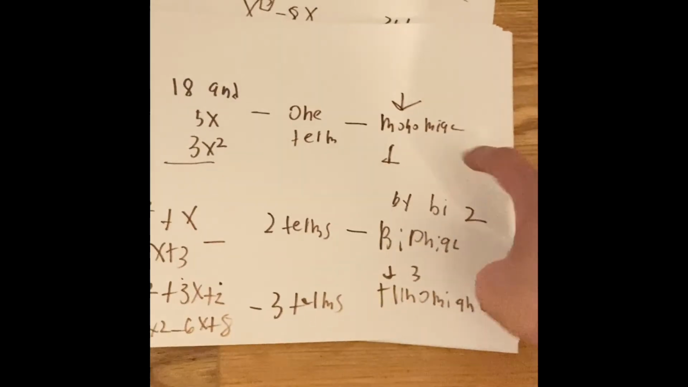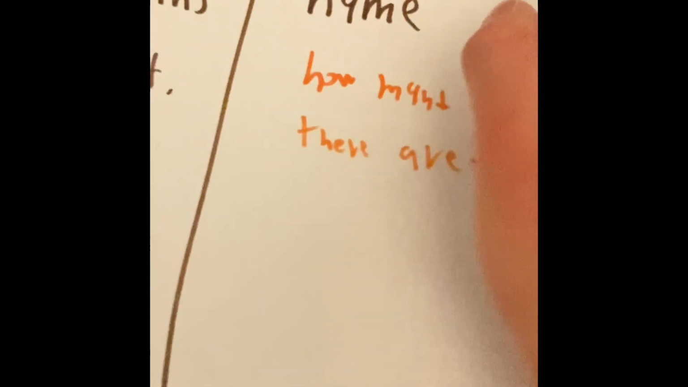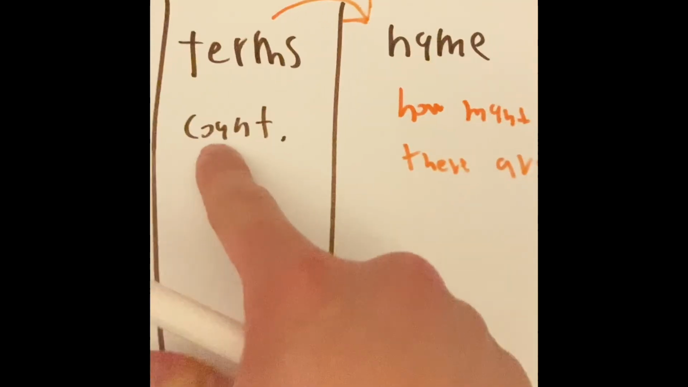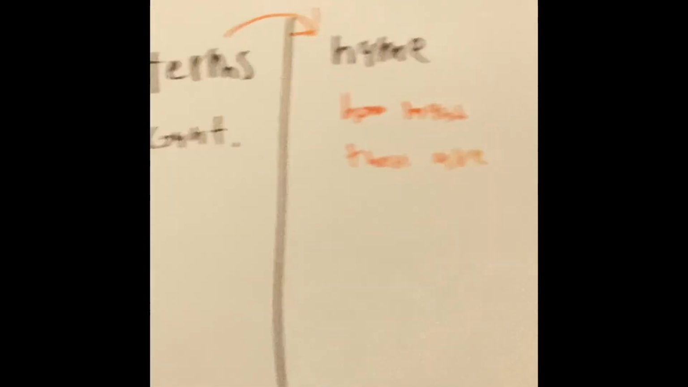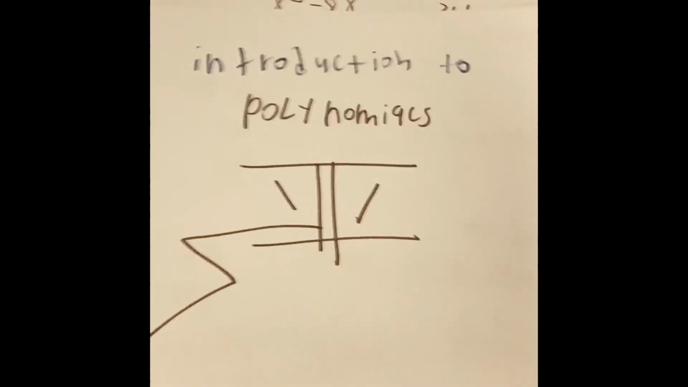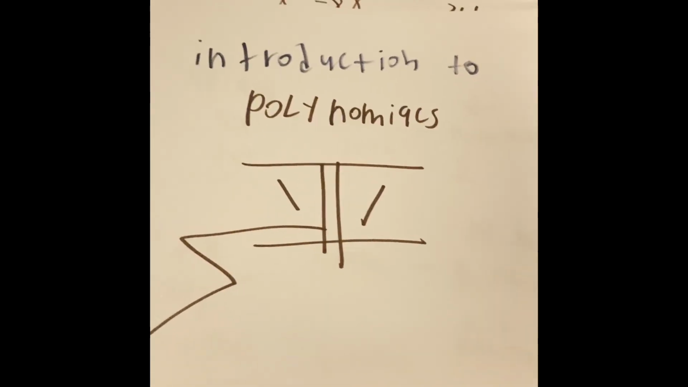So these are different ways you can actually name them. And that means when you name them, you're telling and asking how many there are. It's another way of saying terms. So naming them is almost the same thing as counting them, how many there are. And that is the introduction to polynomials and these strange equations.